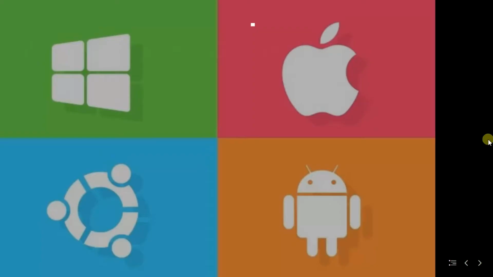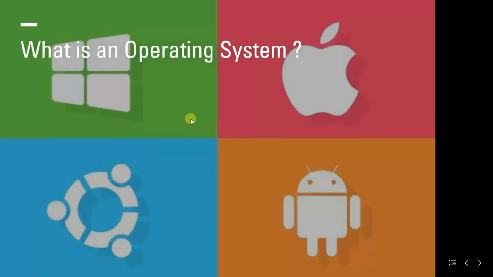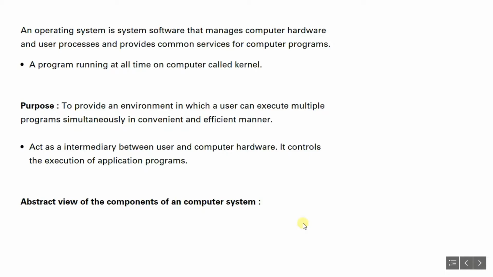So what is an operating system? Here are some examples of an operating system, like Windows, iOS, Unix and Android. An operating system is a system software. It means a simple program that manages computer hardware and user processes and provides common services for computer programs. A program running all the time on your computer is known as a kernel.